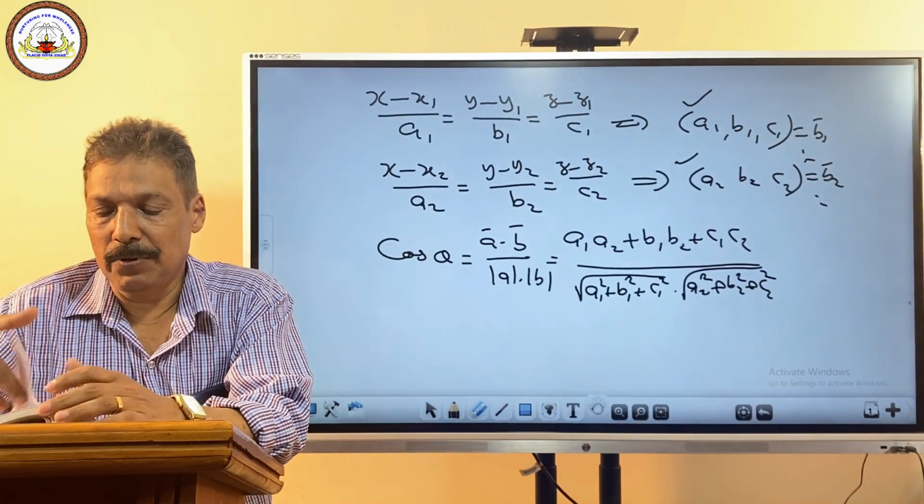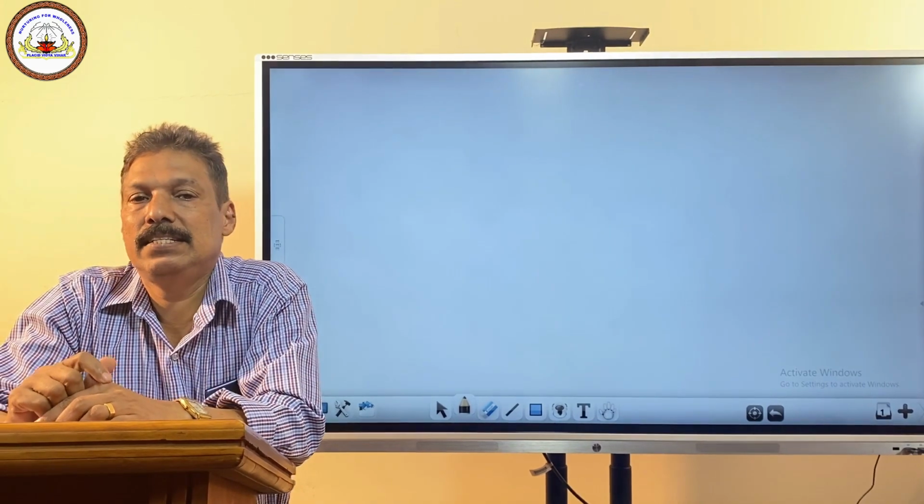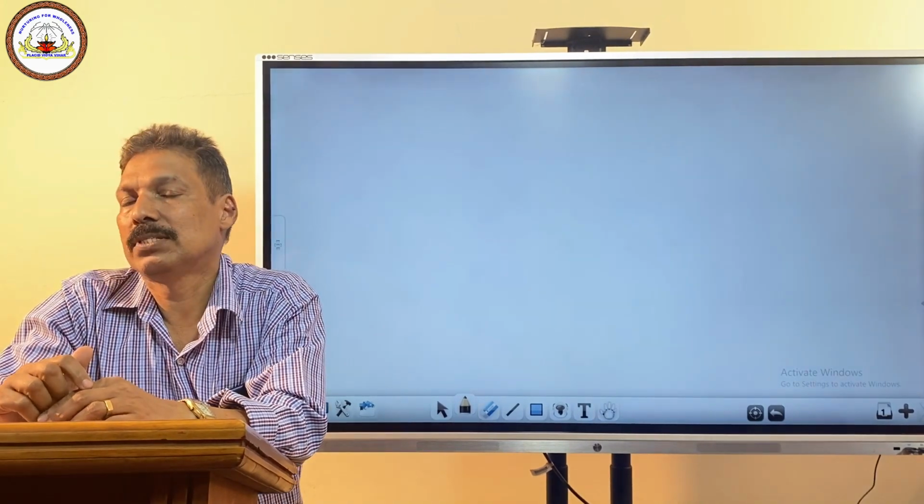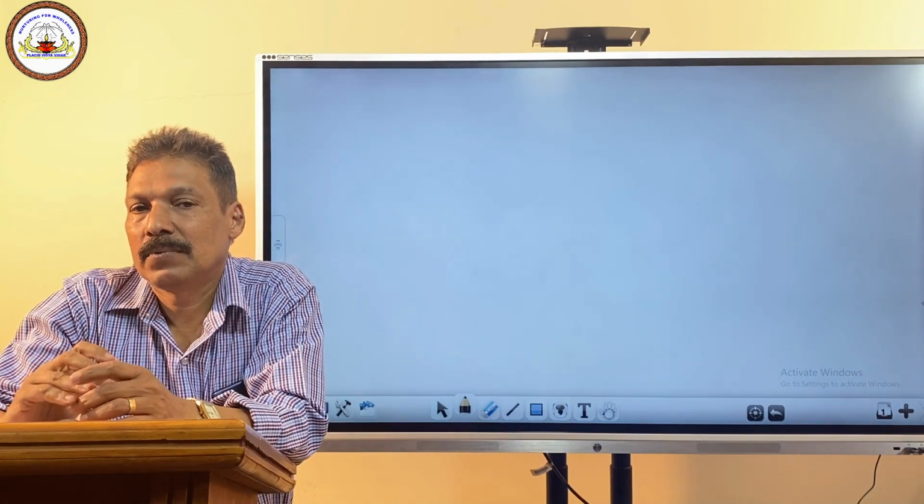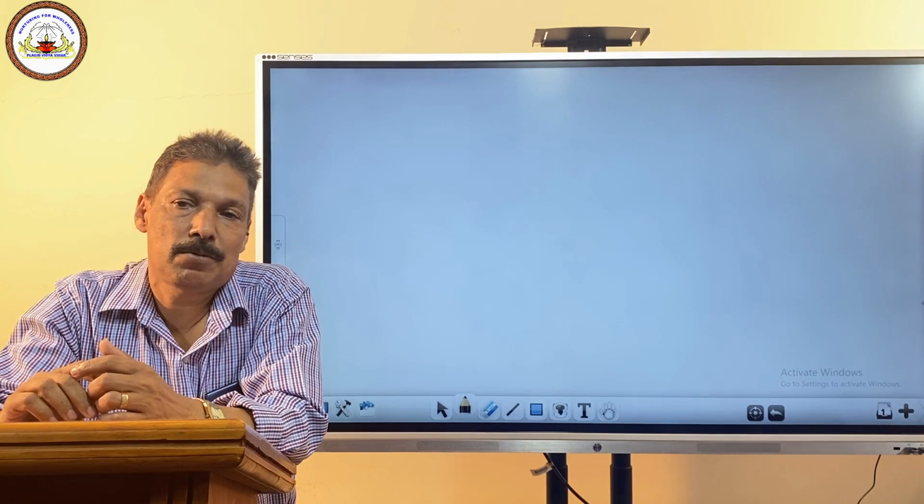Then another point is that we have to find the distance between two straight lines in our three-dimensional geometry. Generally, when two lines are given, there are three possibilities.